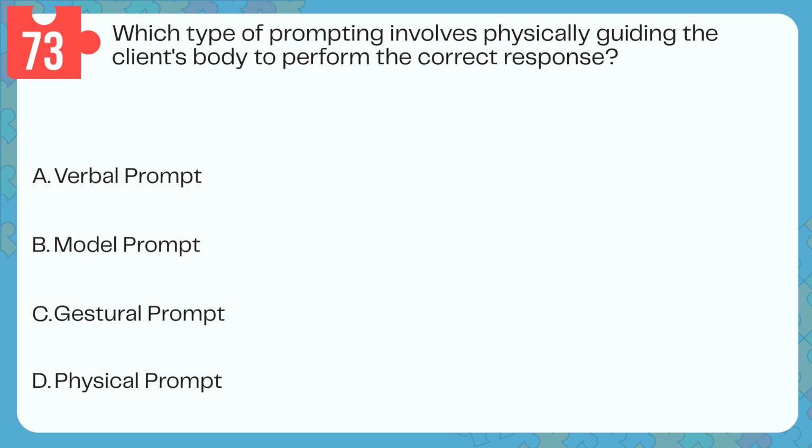Question 73. Which type of prompting involves physically guiding the client's body to perform the correct response? A, verbal prompt. B, model prompt. C, gestural prompt. D, physical prompt.